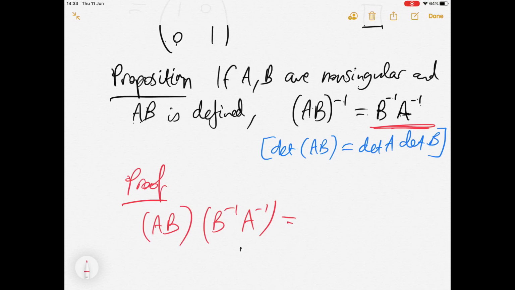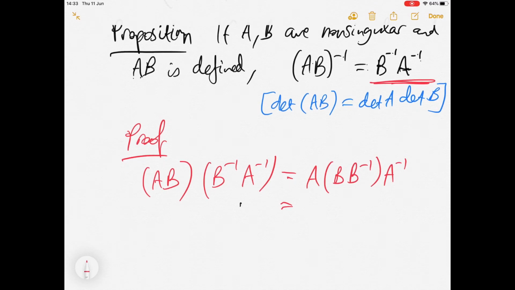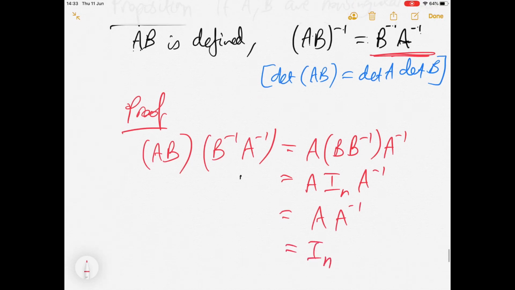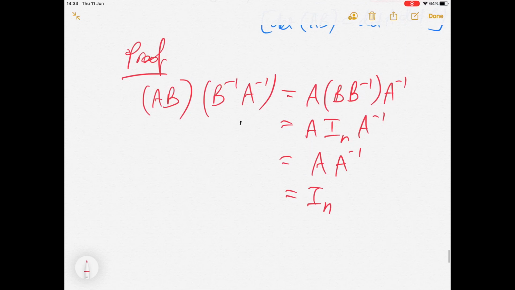AB times this: remember, matrix multiplication is associative, the order of brackets doesn't matter, so I can change the order of the brackets like this. Since B inverse is the inverse of B, this is I in the middle, the identity matrix. Multiplying something by the identity matrix doesn't change it, so this is just A inverse, which again is the identity matrix.